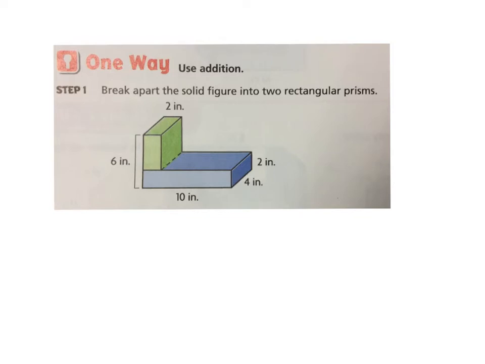We can break apart the solid figure into two rectangular prisms. So you can see now, instead of being one rectangular prism, it's two separate rectangular prisms, one that's green and one that's blue. Could we find the volume of the green prism and the blue prism and then add them together to find the combined volume? Yes. Let's take a look at how we can.